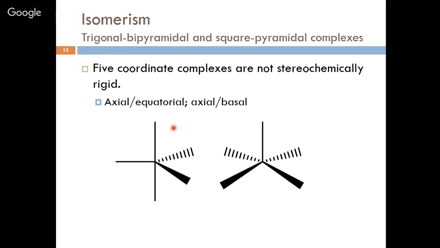It is important to note the names of the positions. Down here, where there's a linear portion, these are the axial ligands. And the ones around the middle, you can think of as being sort of like a circle. Those are the equatorial ligands. In a square pyramidal structure, you still have an axial position, and then these 4 are referred to as the basal positions.